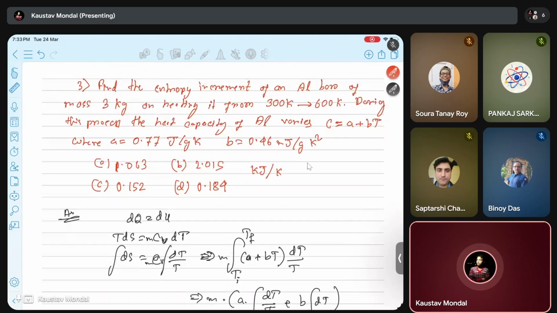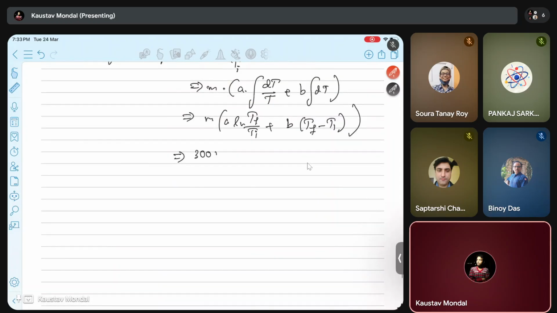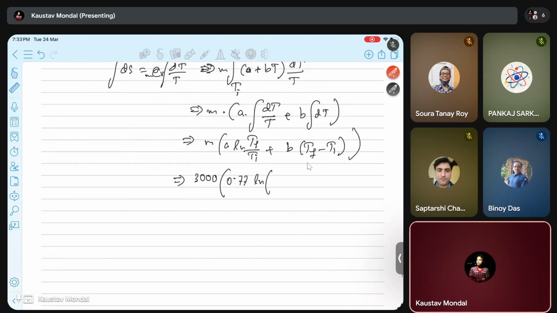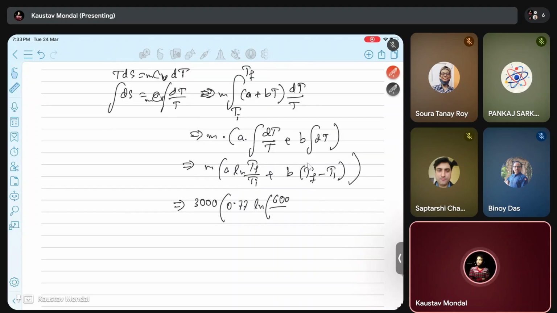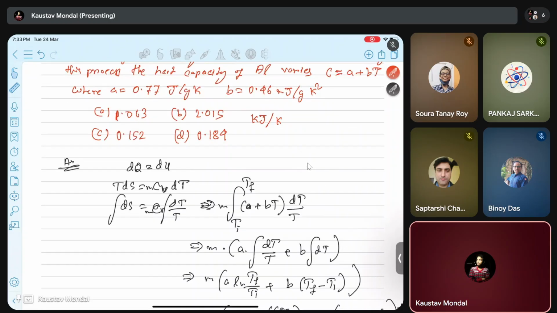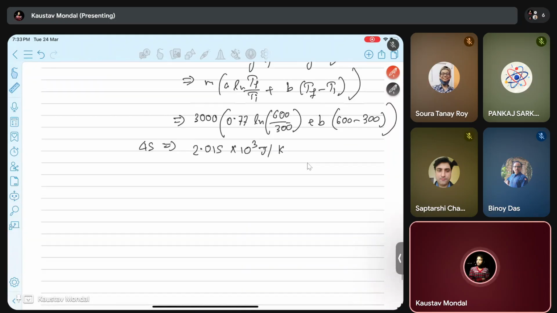So it's better to write in terms of grams since the other units are given in terms of grams. So 3 kg you can write 3000 gram, right? Now, A is 0.77, so 0.77 into ln T final by T initial, so 600 by 300, plus B into 600 minus 300. If you do the calculation, you're getting the delta S as 2.015 into 10 to the power 3 joule per Kelvin. This would be the correct answer, in kilojoule if you convert it into kilojoule.